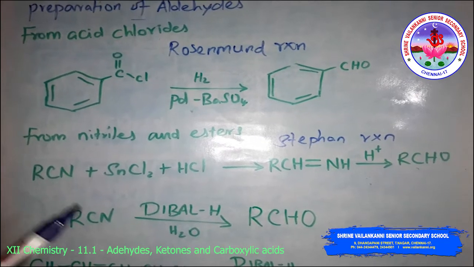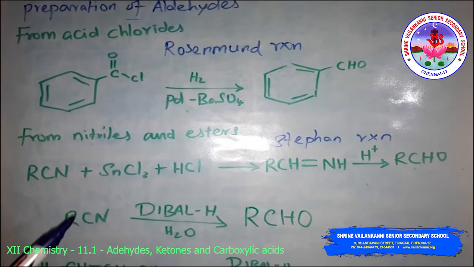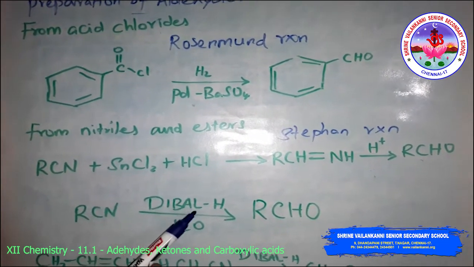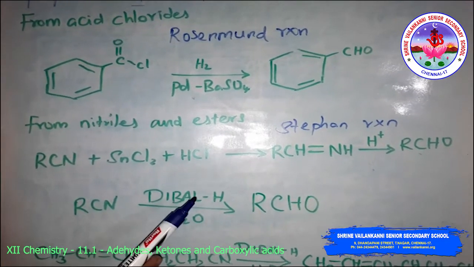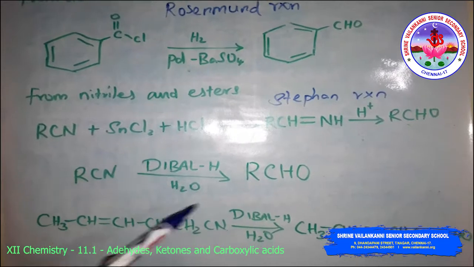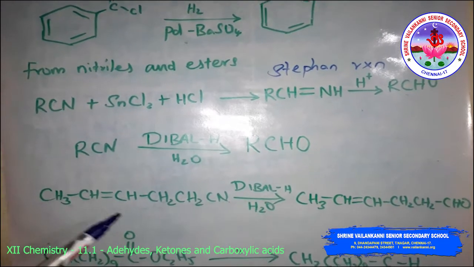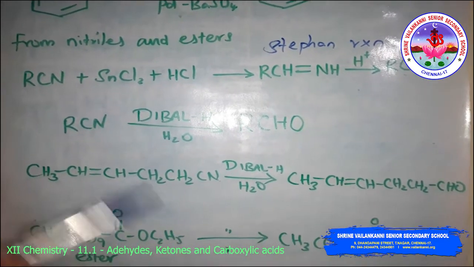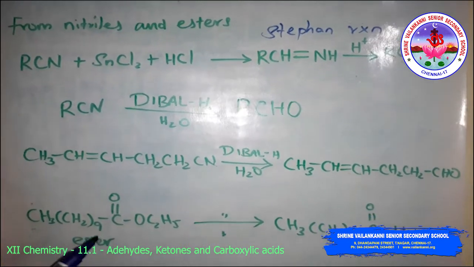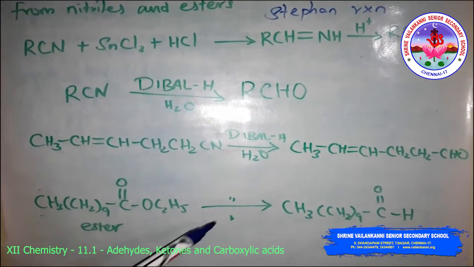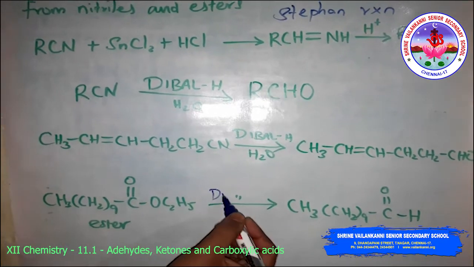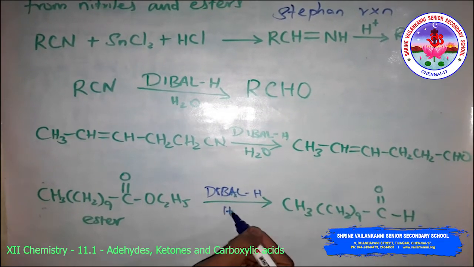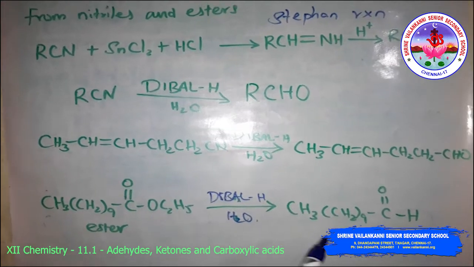Alternatively, nitriles are selectively reduced by diisobutyl aluminum hydride, that is DIBAL-H, to imines, followed by hydrolysis to aldehyde. Look at this reaction. This nitrile compound reacts with DIBAL to form aldehyde. Similarly, esters are also reduced to aldehyde with DIBAL-H. Here also we use the same reagent, DIBAL-H. So ester is reduced to aldehyde.